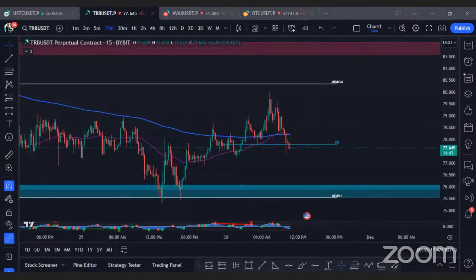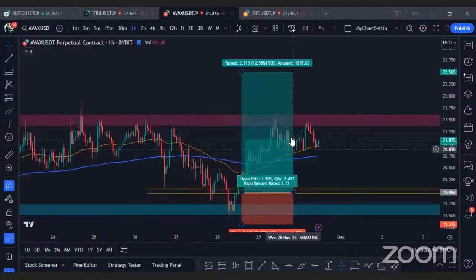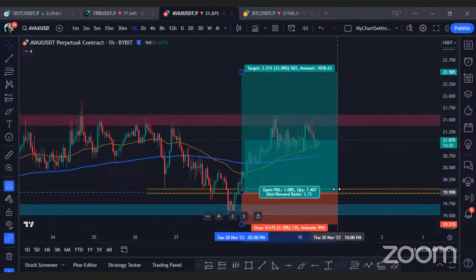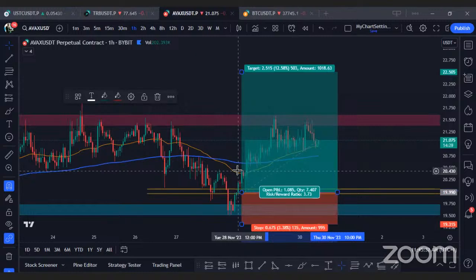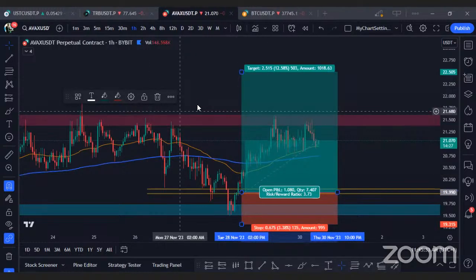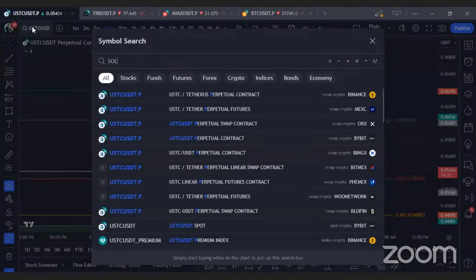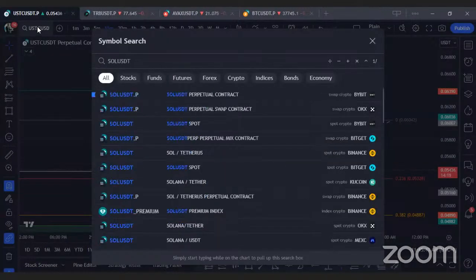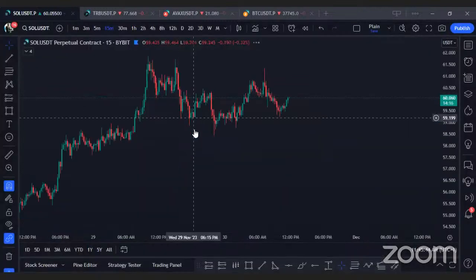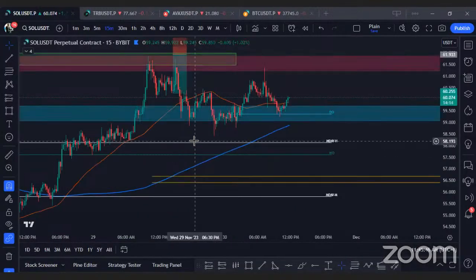Yeah, Solana, if you entered Solana, depending on where you entered, you should be in profit at the moment. AVAX is still going, so for those of you still holding on to AVAX, you can move your stop loss to somewhere around 20.4, depending on where your entry is. Solana, I don't know where you entered, but you should be in green right now.